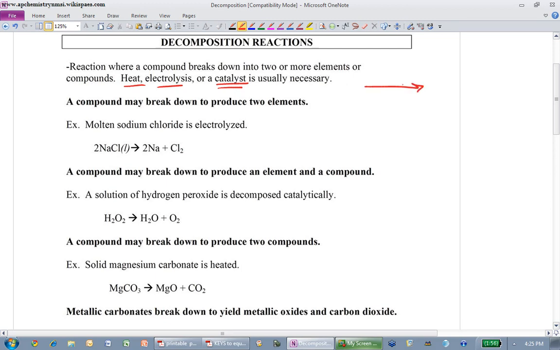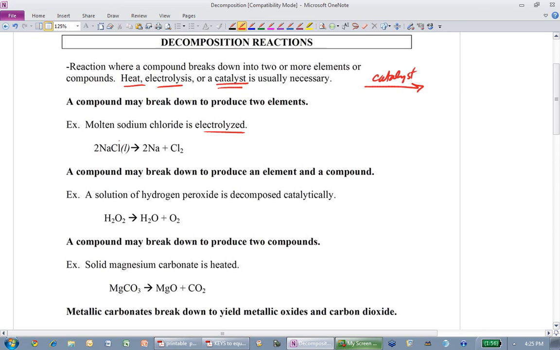And remember that you write a catalyst above the arrow. It's not a reactant, nor is it a product, so it lives above the arrow. If you did it below the arrow, it's not the end of the world, but most books do it above. So a compound can break down to produce two elements. So we can melt sodium chloride and then run an electric current through it if we want to get back to the elements sodium and chlorine.